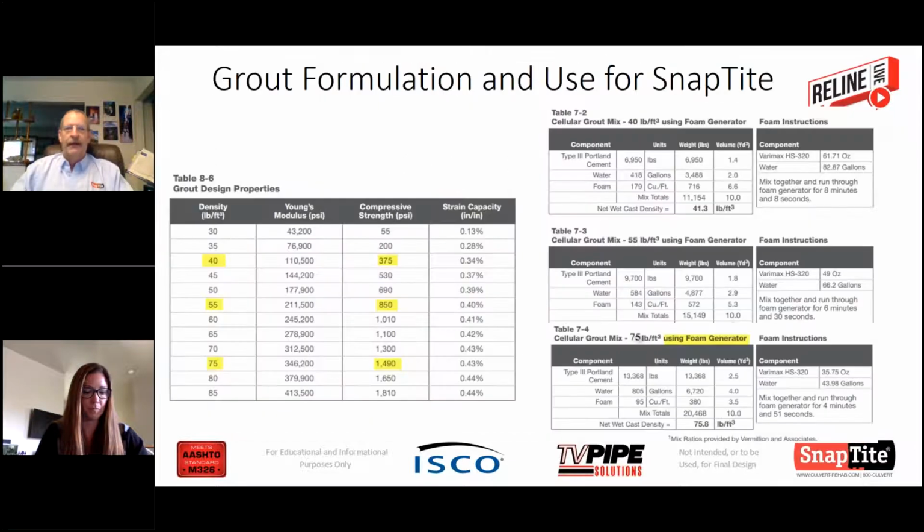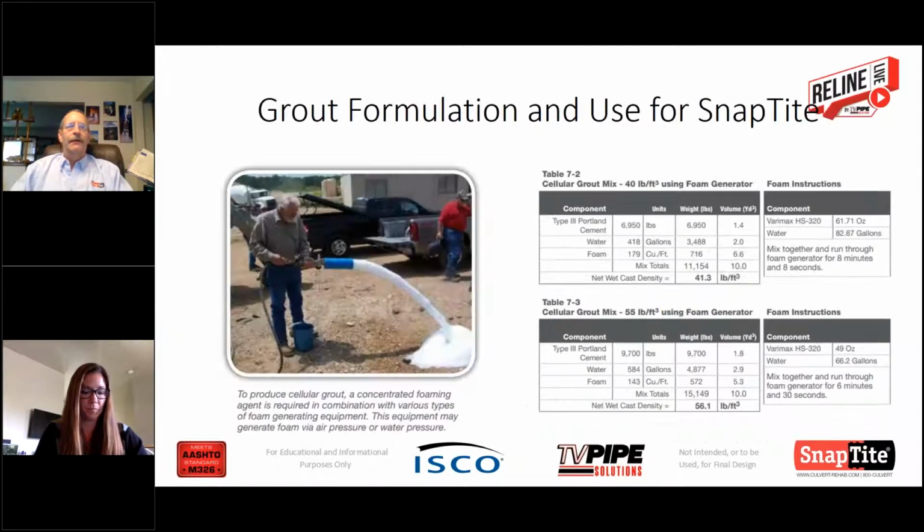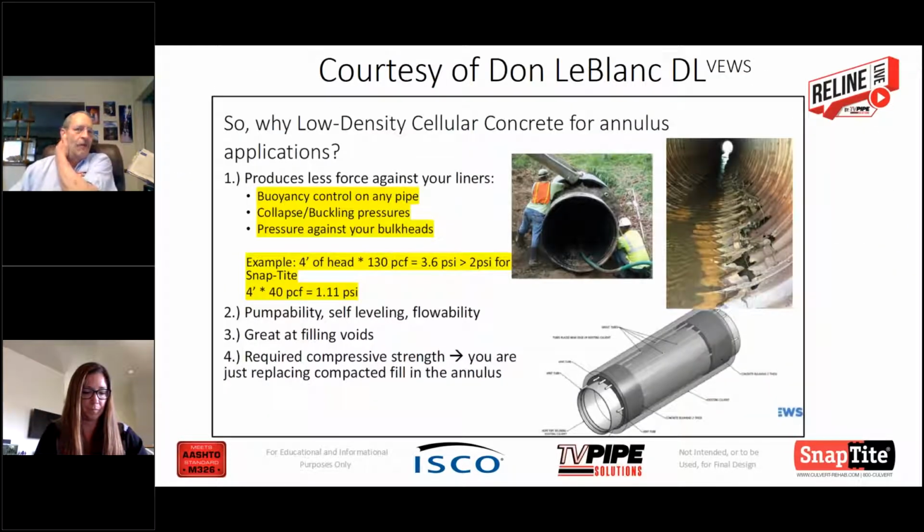So again, looking here at Don's, he's pointing out that not only do you have more pressure on your bulkheads, and more pressure on the pipe, but you also have more buoyancy. If you create a higher density fluid, you're going to have more force up on the pipe. And where he really points out the key part is that your required compressive strength in your grout only has to be as strong as the surrounding field that's around the host.